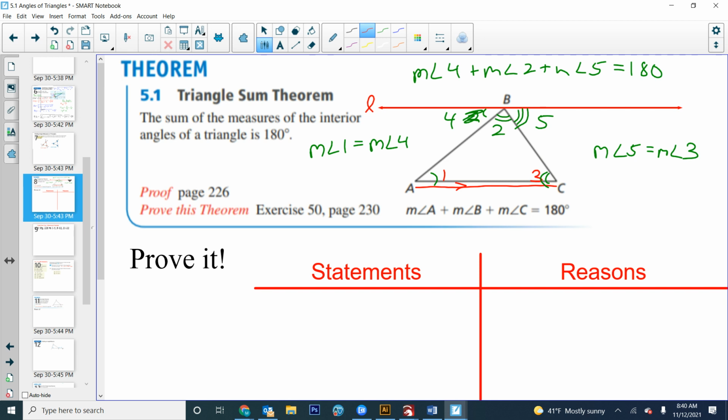All right? Well, because of these parallel lines, 4 is congruent to 1. Measure of angle 1 equals measure of angle 4, alternate interior angles. Measure of angle 5 equals measure of angle 3, alternate interior angles. Okay. How is 4 an alternate interior? 4 and 1. Yeah. So 4 is here. 1 is here. These are my parallel lines. This is my transversal. They alternate sides of that transversal, and they're on the interior of these two parallel lines.